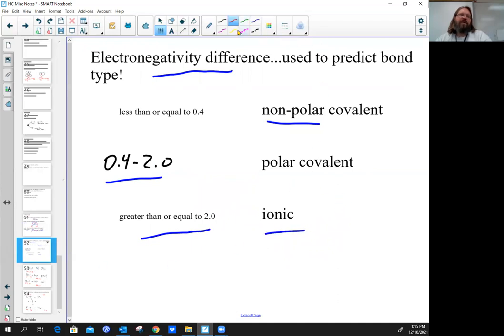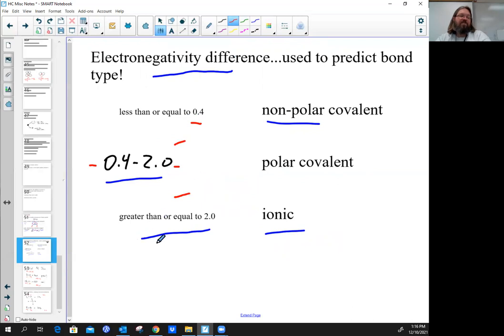Now, like I said yesterday, I kind of alluded to this as we walked out of the room. You guys are smart kids, and you look at this and you go, well, less than or equal to 0.4, and then 0.4 appears here. Greater than or equal to 2.0, and then 2.0 is the top end of the polar covalent section. So what about the in-between times, right?